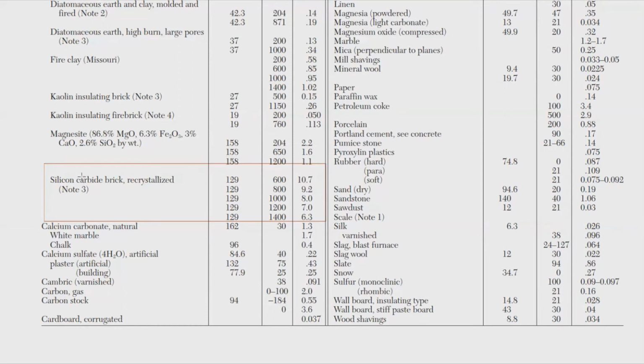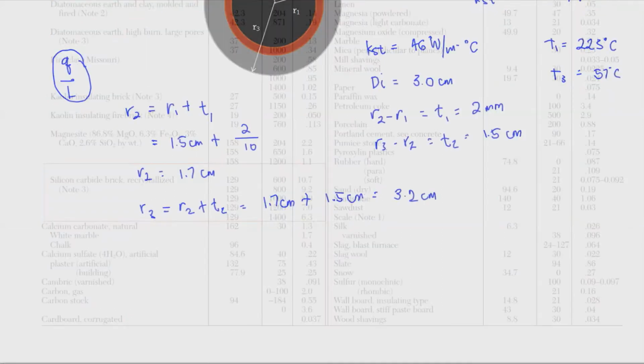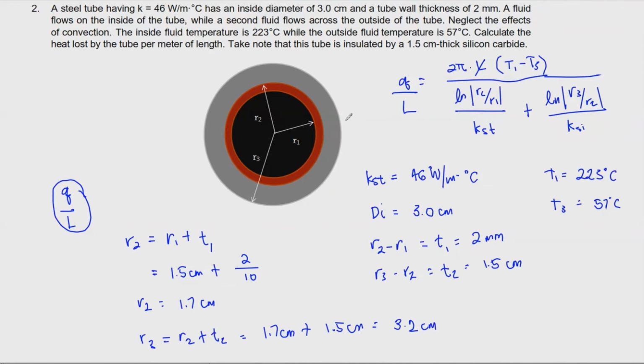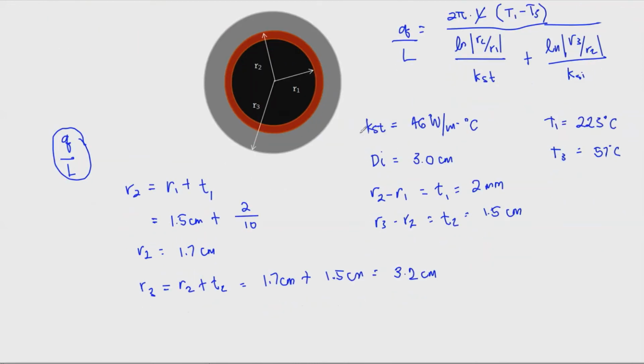Anyway, since we already have the silicon carbide here, which is a recrystallized one, that's what this problem is referring to. So the question is, at what temperature will we be evaluating our silicon carbide? Remember, we always have to consider the average temperature in order to find the thermal conductivity.